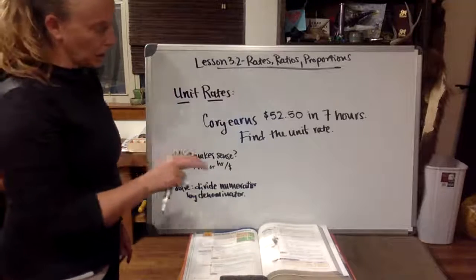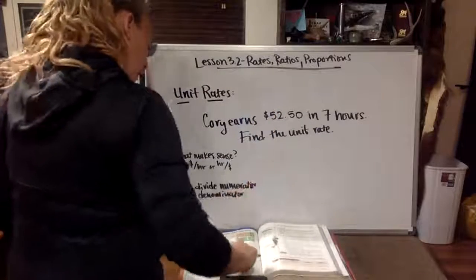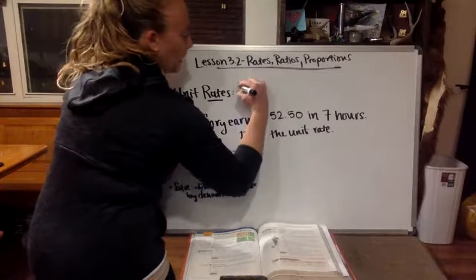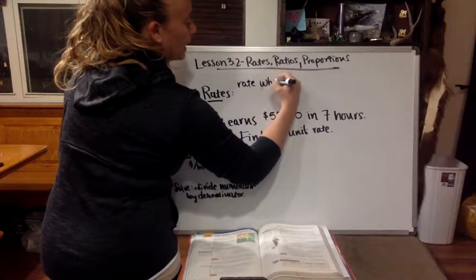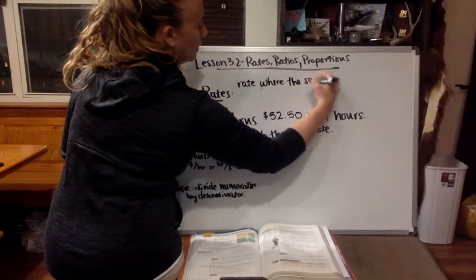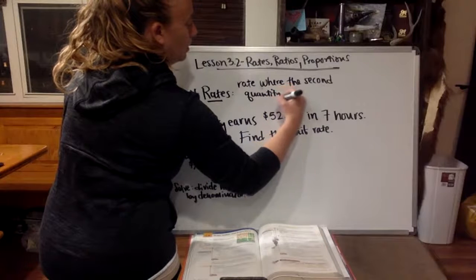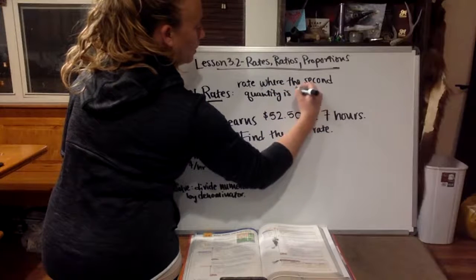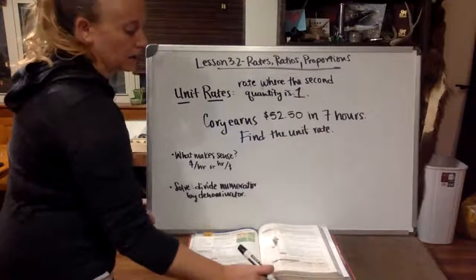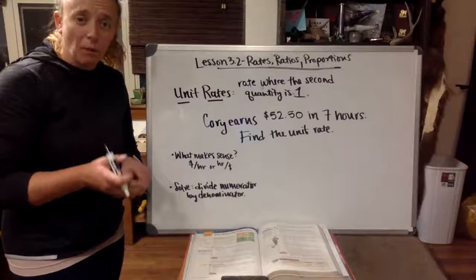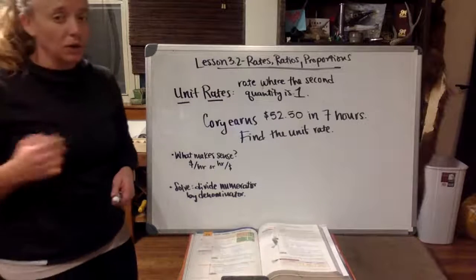So first of all, we talked about unit rates before in the last video, but let's remind ourselves. Unit rates are, I'm going to say it very specifically, a rate where the second quantity is the number 1. So we're essentially talking about things like miles per hour, the amount of money you make per hour, that sort of thing. Those are probably the most common unit rates that we look at.